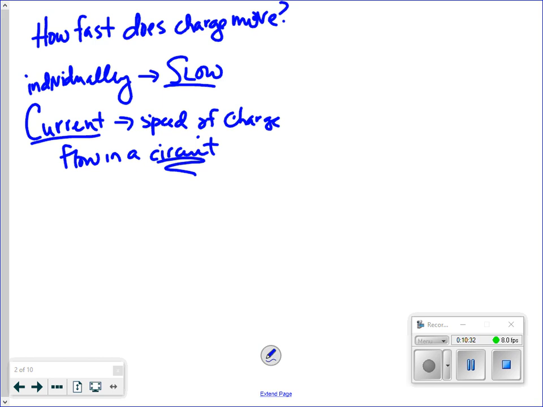Now current, this is the stuff that's dangerous. This is what will kill you. The symbol for current, unlike the V for voltage, is I. I don't know why they do that, they just do. The unit is the amp. The amp is a very large unit.